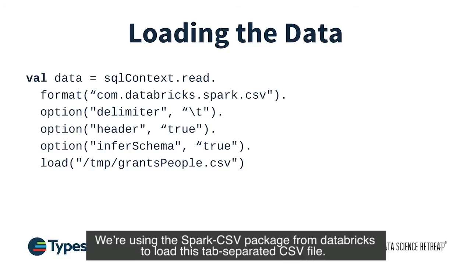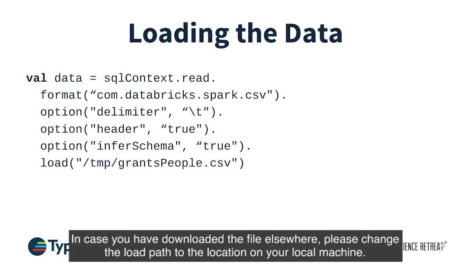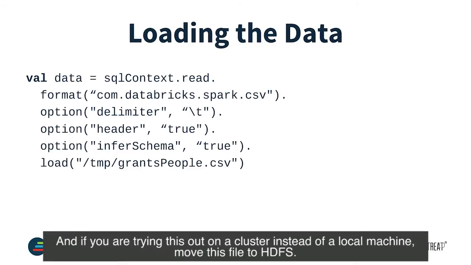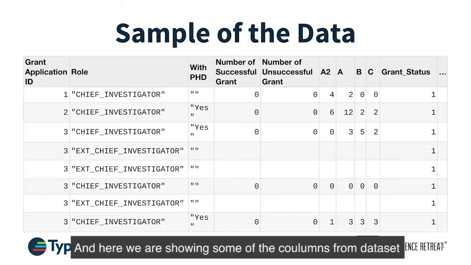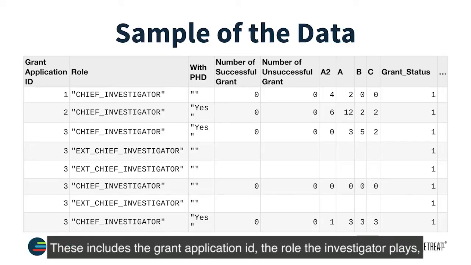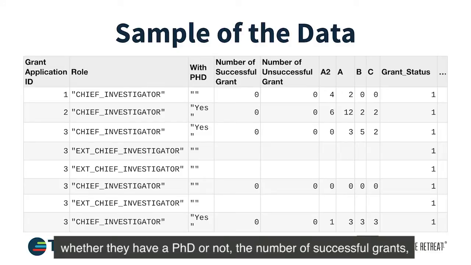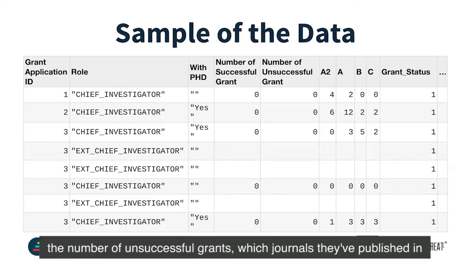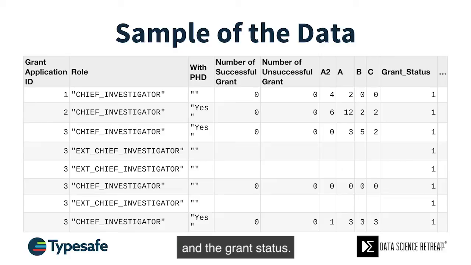We're using the Spark CSV package from Databricks to load this tab-separated CSV file. In case you've downloaded the file elsewhere, please change the load path to the location on your local machine. And if you're trying this out on a cluster instead of a local machine, move this file to HDFS. And here we're showing some of the columns from the dataset. These include the grant application ID, the role the investigator plays, whether they have a PhD or not, the number of successful grants, the number of unsuccessful grants, which journals they've published in, and the grant status.